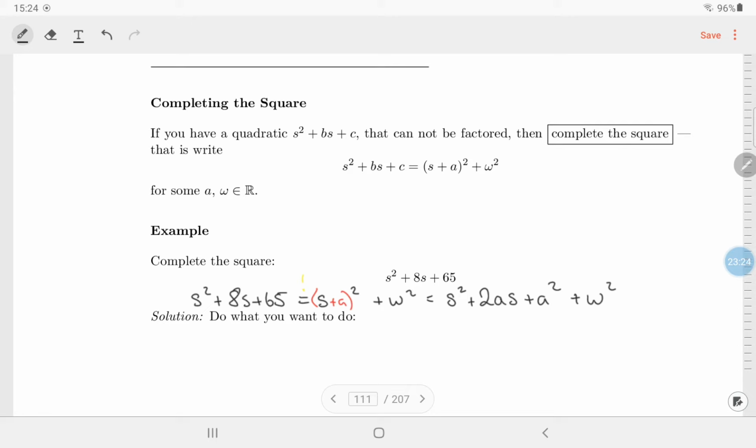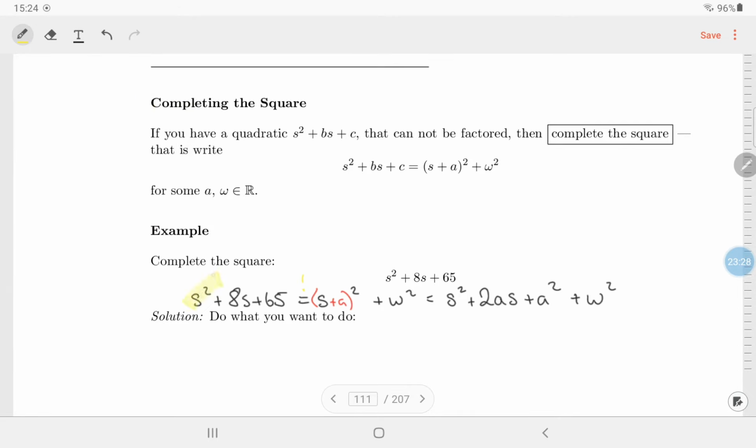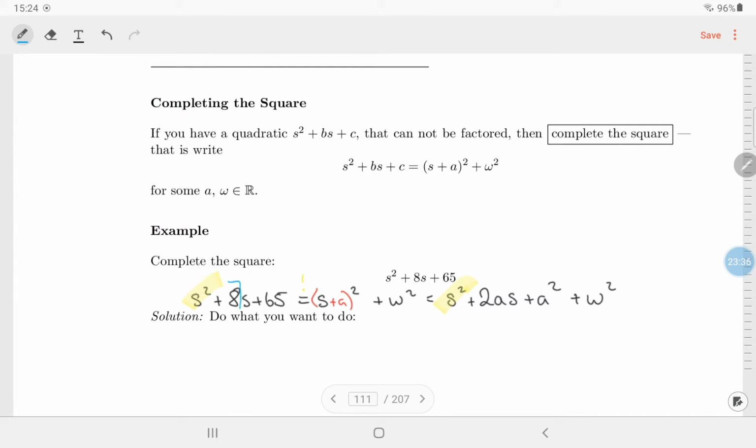And now we want to compare the left hand side and the right hand side. Now what have they got in common? They both have an s squared, so that's no problem. What about the coefficient of s on the left hand side? Well, it's 8. And on the right hand side, it's 2a. So I'm going to write that down. I want 2a to equal 8. And what about the other coefficient? That's the constant coefficient. That's 65. I want that to equal a squared plus omega squared. So I want 2a to equal 8, and I want a squared plus omega squared to equal 65.